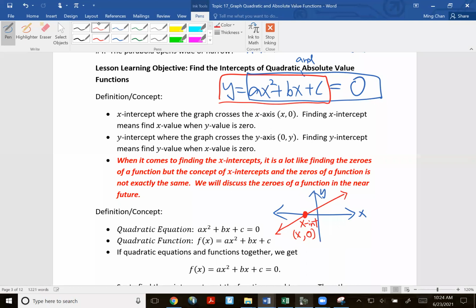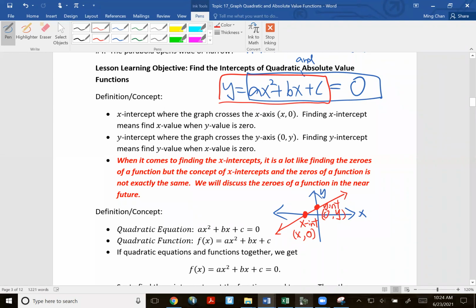Y-intercept is where the function crosses over the y-axis. So on the y-axis, all the x values are 0. Your job is to find the y value. Okay. So x-intercept means find x when y is 0. Y-intercept means find y when x is equal to 0.